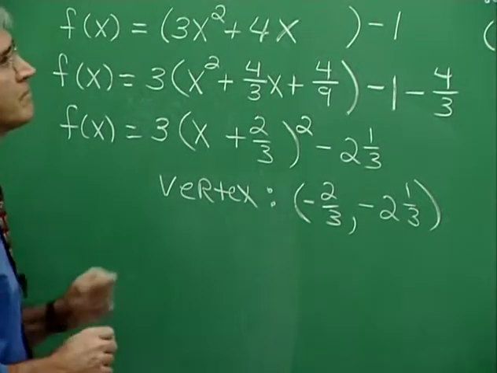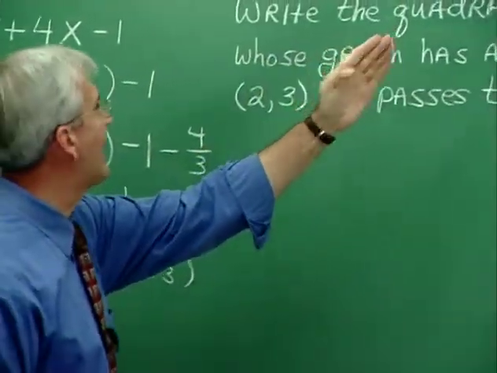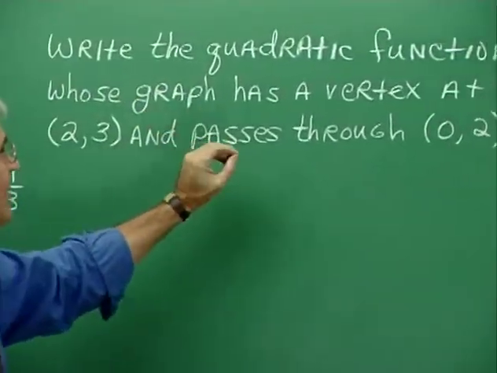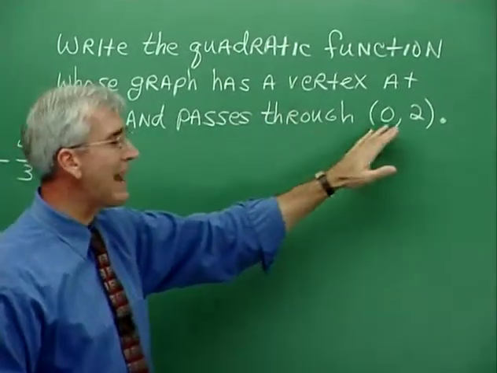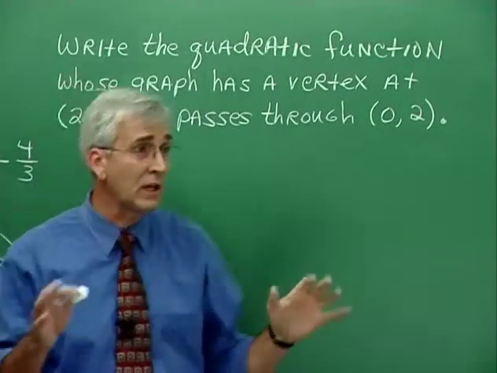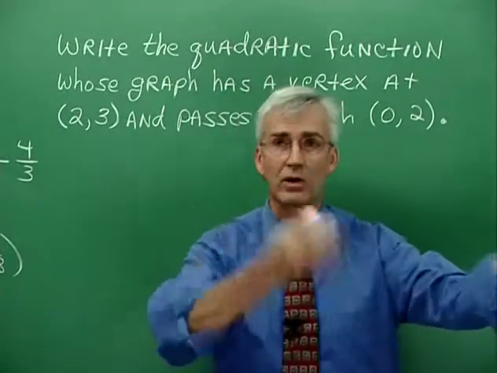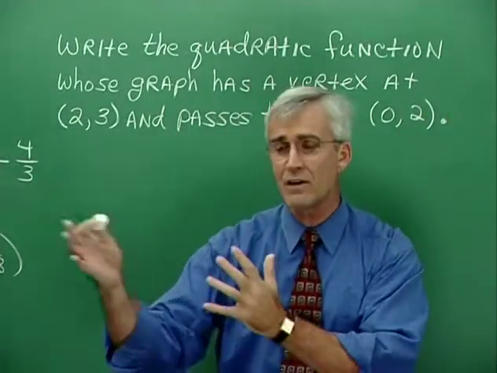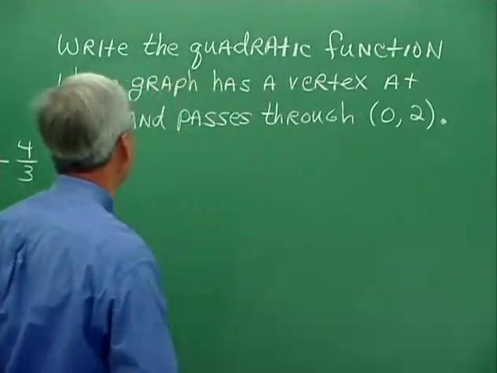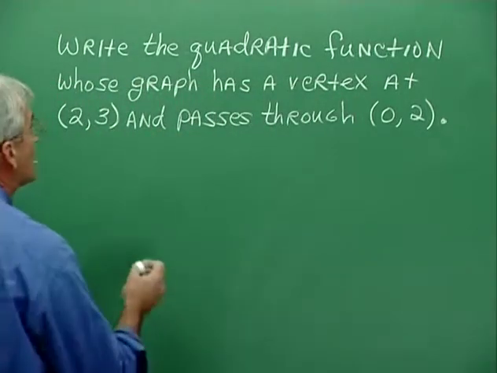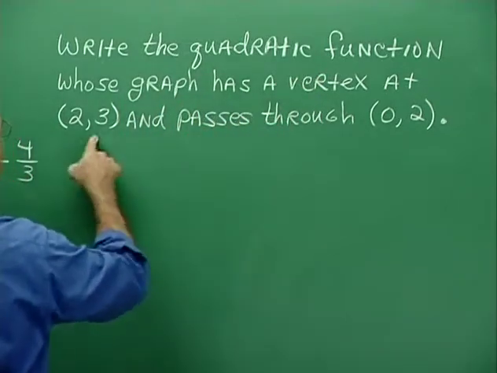Okay, that's the idea. Consider this problem. It says, write the quadratic function whose graph has a vertex at this point and which passes through that point. Well, we're changing gears here quite a bit, aren't we? After all, before we were starting with functions and going to graphs. And now we have information about a graph and we're creating the function. Well, it should be no really big deal, but let's understand what we're trying to accomplish.